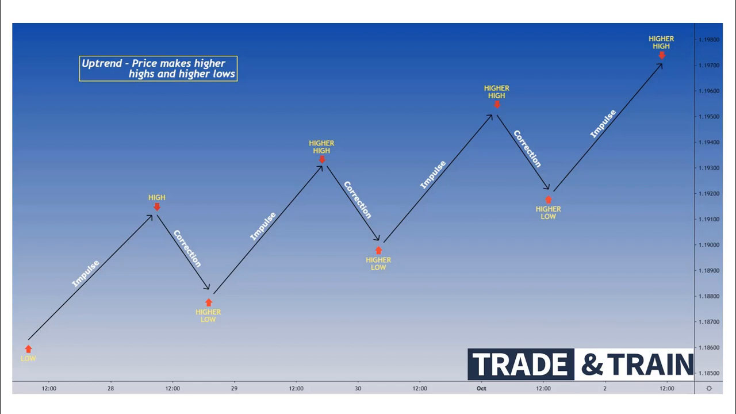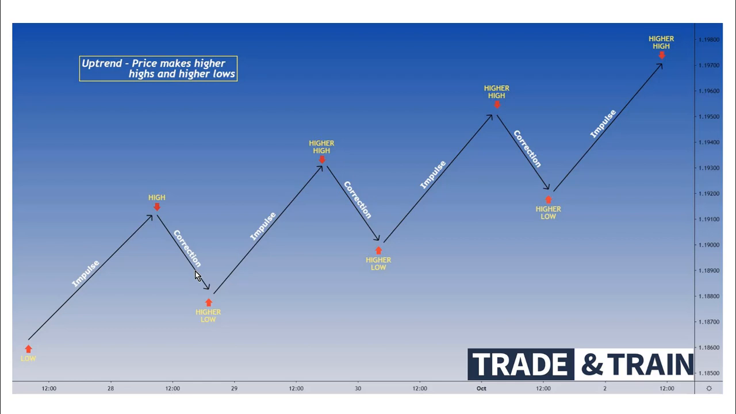Also note that the movement in line with the trend is called an impulse, and the movement against the trend is called a correction. Also take note that the impulses are longer than the corrections, and that is typical of a trend.